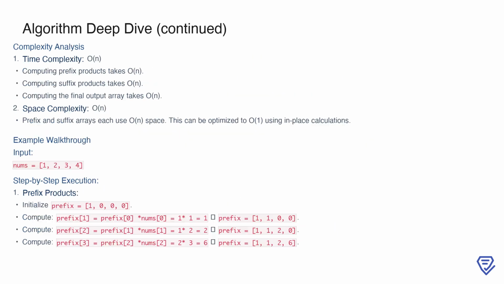Analyzing the complexity, this approach has a time complexity of O(n). Calculating the prefix and suffix products each takes O(n), and combining them to compute the output also takes O(n). As for space complexity, the initial implementation uses O(n) space due to the separate prefix and suffix arrays. However, this can be optimized to O(1) additional space by reusing the output array.